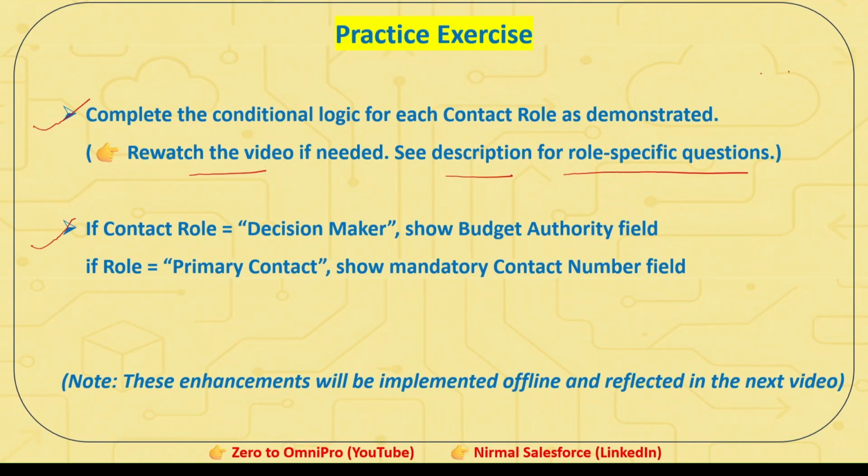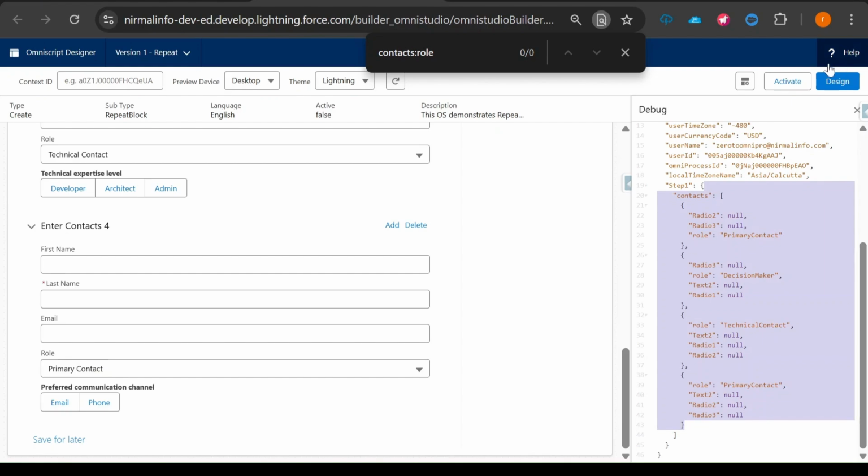Second one, now we are showing the question conditionally based on the role selected. Now this is a similar one. If contact role is decision maker, show budget authority field as well. You need to add one more text field there, and that text field will be conditional based on the contact role. Similarly, if role is primary contact, show mandatory contact number field. It's exactly the same as what we have done here.